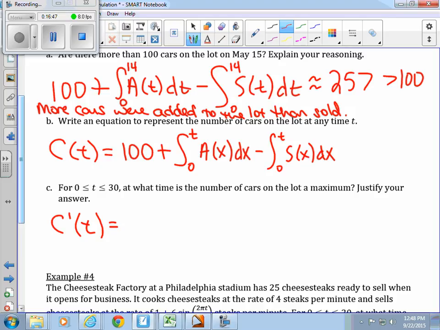A of x minus s of x. A of t minus s of t? No, because you made the change when you found c and t, but it became a t there. Well, then think about it. What's the derivative with respect to t of this? Remember, you put that t in.